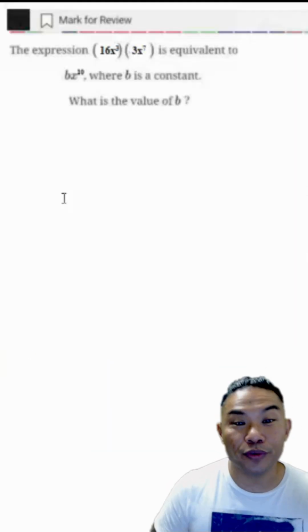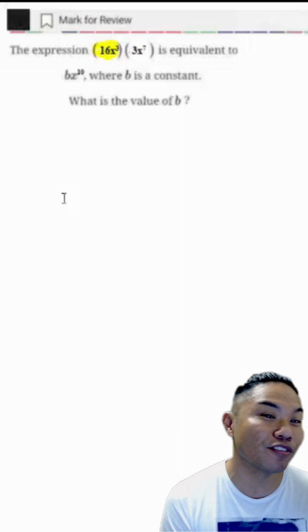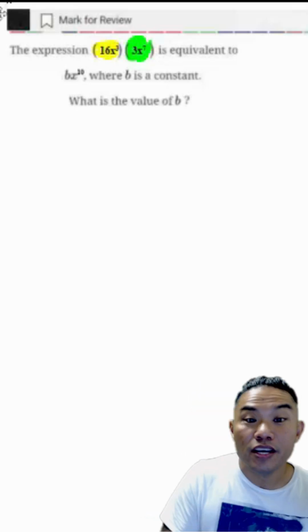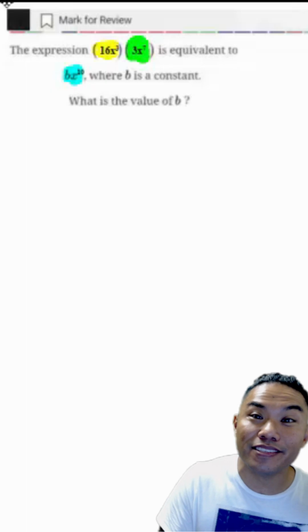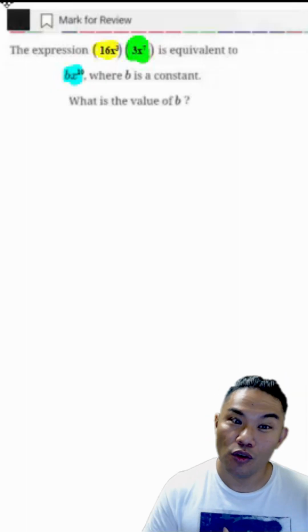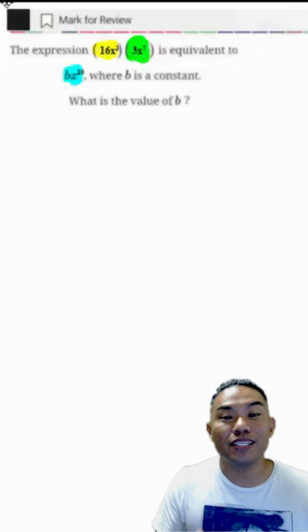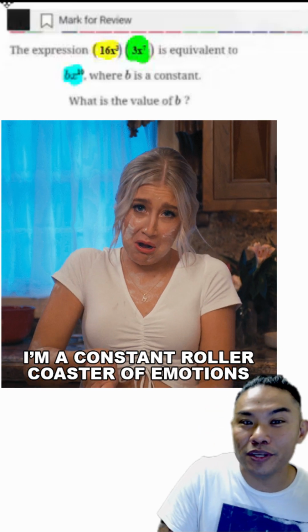In this question it reads, the expression 16x to the third times 3x to the 7th is equivalent to bx to the 10th, where b is a constant. What is the value of b? Once again, constant is just a term for value, so I'm going to disregard that.